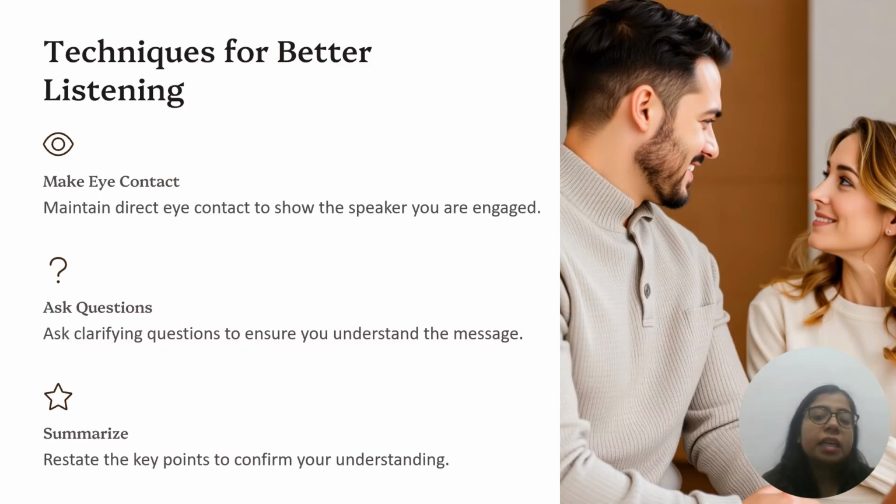Next is techniques for better listening. Now, what are the techniques for better listening? First is make eye contact. Maintain direct eye contact to show the speaker that you are engaged.